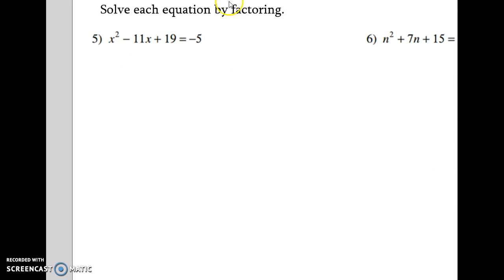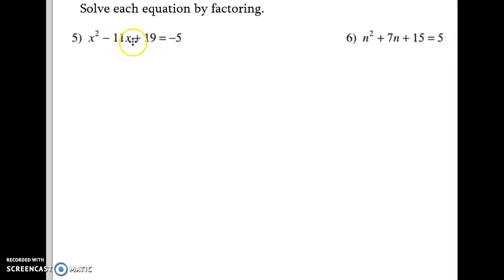Okay, so you can see that the first one is not factored. It's x squared minus 11x plus 19 is equal to -5. It's not factored, and another problem is that it's not equal to 0. So in order to answer this equation, we have to set it so that it's equal to 0. Our first step should be to add 5 to both sides. If we add 5 here, it becomes 0. So here I've rewritten the equation.